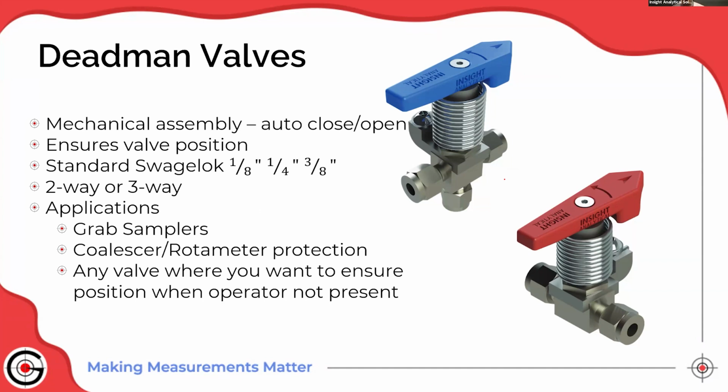So we will often put these into grab sampling applications where we go, well, the guy's going to pull a sample. We want him to open the valve and pull the sample. But when he's done, we want to be sure he closes the valve. So with the spring return, he has to hold it open. And as soon as he lets go of it, the spring automatically closes. And the value of this is you just get rid of one potential accidental leak path.